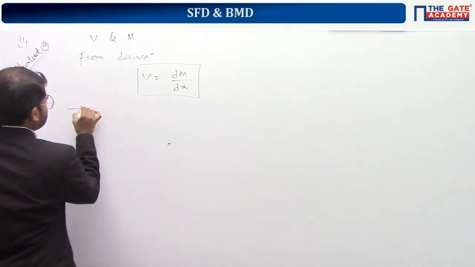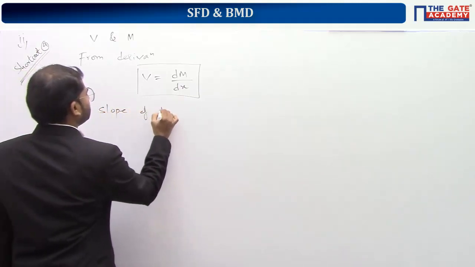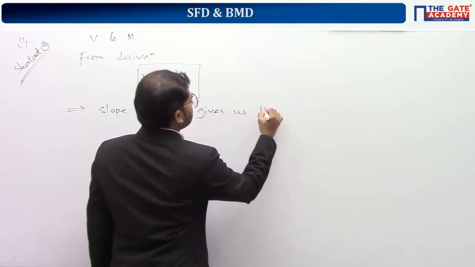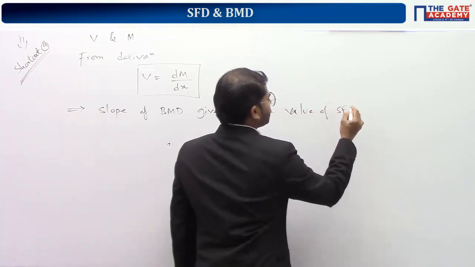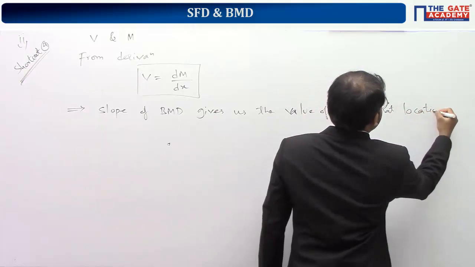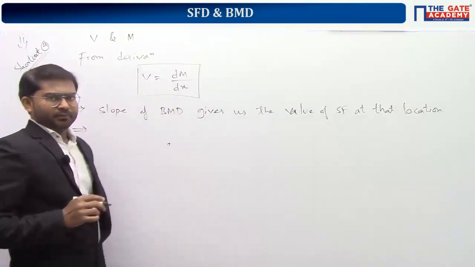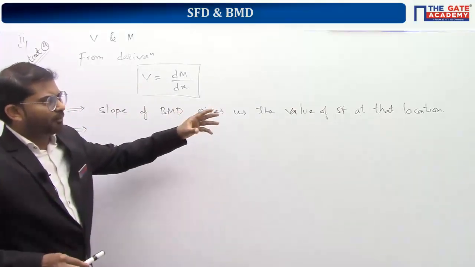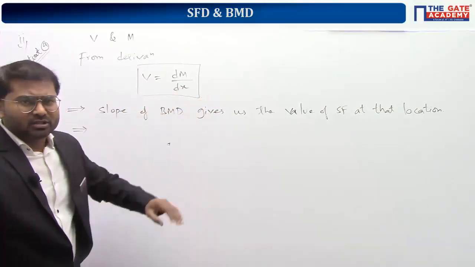So this implies that the slope of the bending moment diagram gives us the value of shear force at that location. Okay, it's very obvious. Understand? We didn't go beyond this slope thing in the previous case, because it's not that much required.